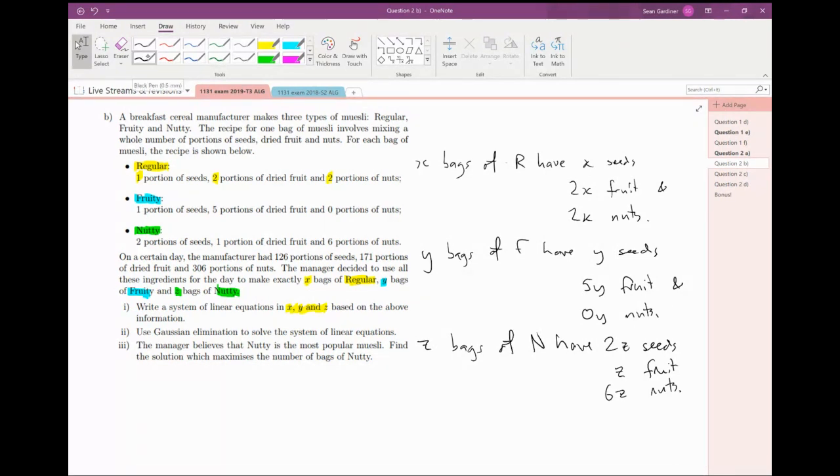And so finally, to answer this part 1, I want to write a system of linear equations, right? So I would like to know, well, what haven't I used yet? I haven't used the portions, the number of seeds, fruits, and nuts that are available. So if I do tally those up, if I look at my seeds, how many seeds am I using altogether if I make X lots of regular, Y lots of fruity, and Z lots of nutty, based on the information I've written over here, can someone tell me what equation I can derive about just the number of seeds total?